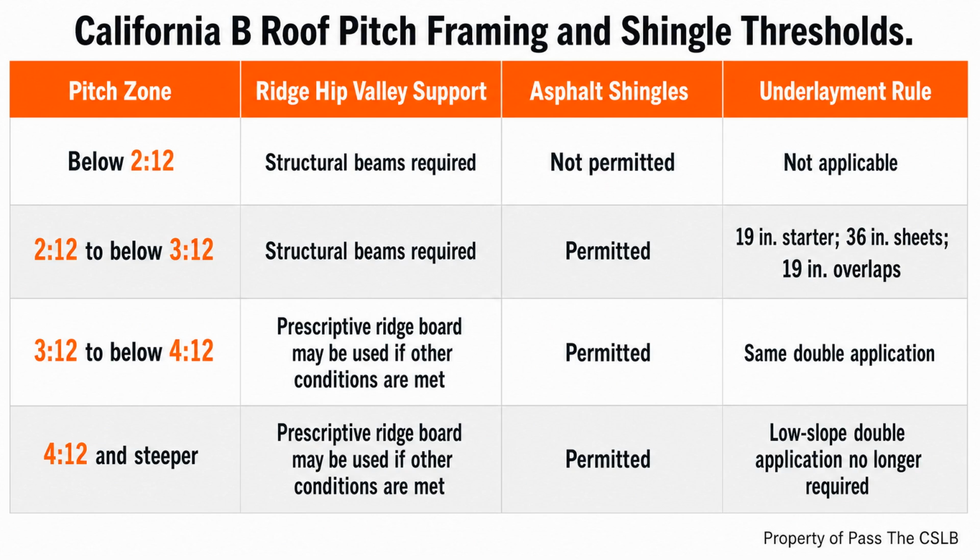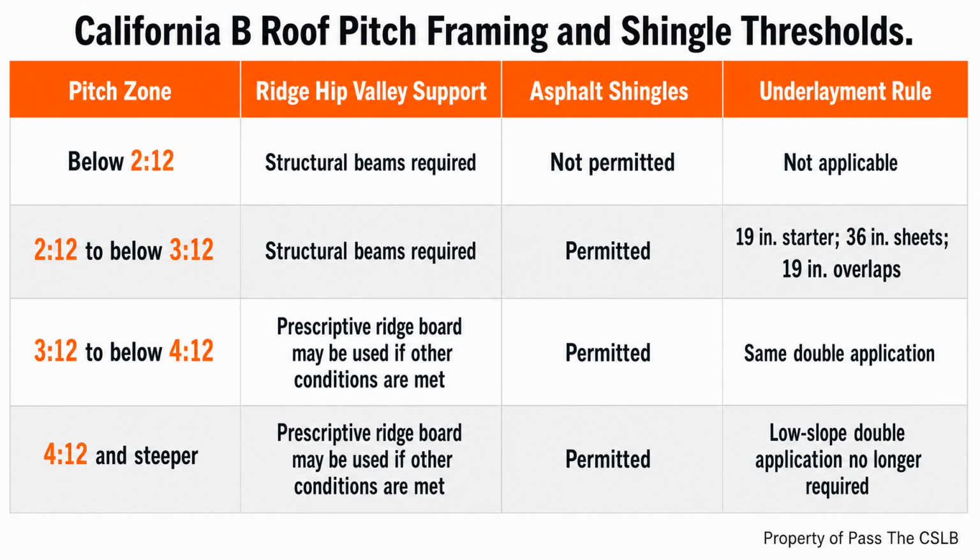Below 2 and 12, asphalt shingles are not permitted by the rule covered here. From 2 and 12 to below 3 and 12, the roof is in the asphalt shingle double underlayment zone, and the ridge, hips, and valleys must be treated as structural beams. From 3 and 12 to below 4 and 12, prescriptive ridge board framing may be used when the other framing conditions are satisfied, but the asphalt shingle underlayment is still the double application. At 4 and 12 and steeper, the low-slope double underlayment rule no longer controls the asphalt shingle assembly.